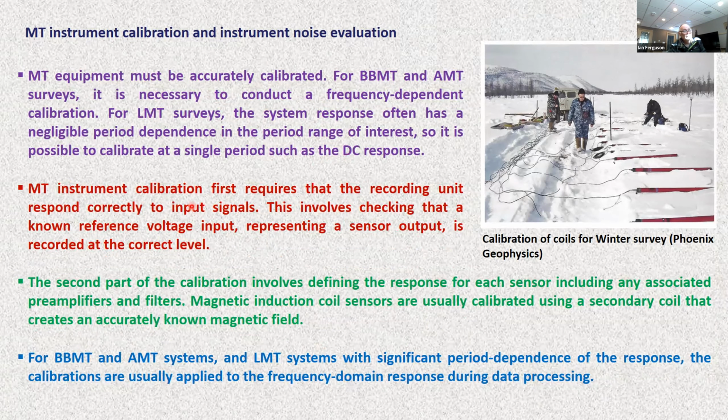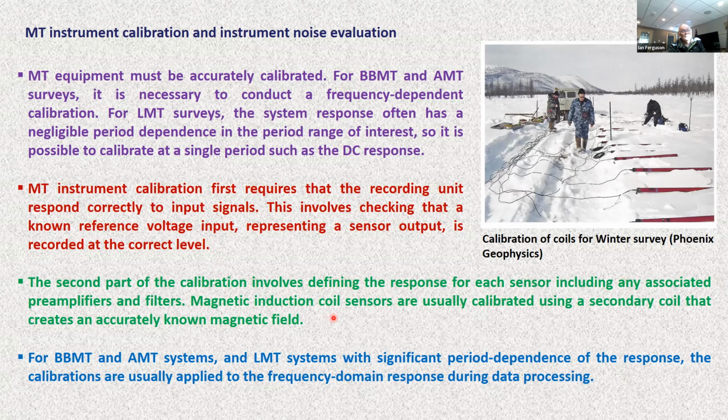The first step in calibration is ensuring that the recording unit responds correctly to the input signals. And this can involve using a reference voltage input to simulate a sensor output to ensure that it's recorded at the correct level. The second part involves defining the separate response of each sensor, including its preamplifiers and filters.